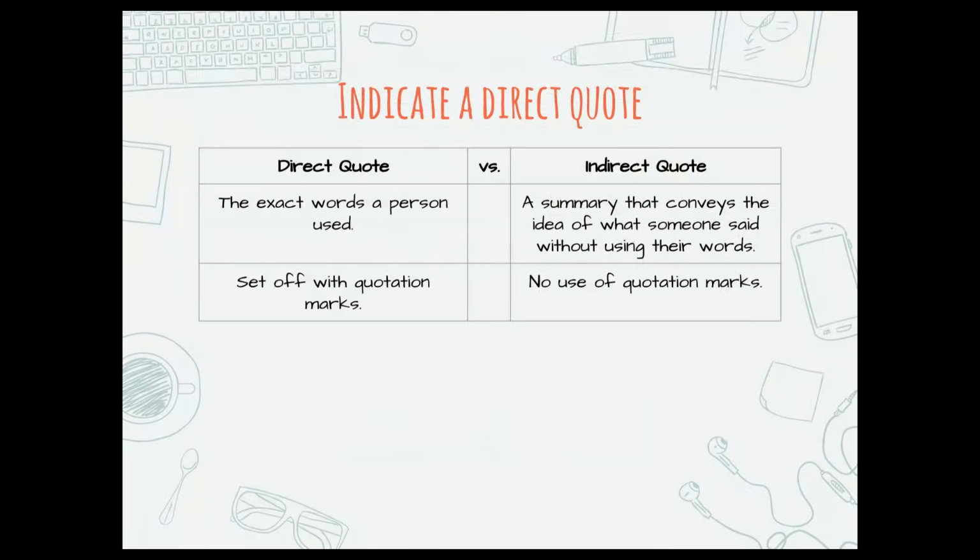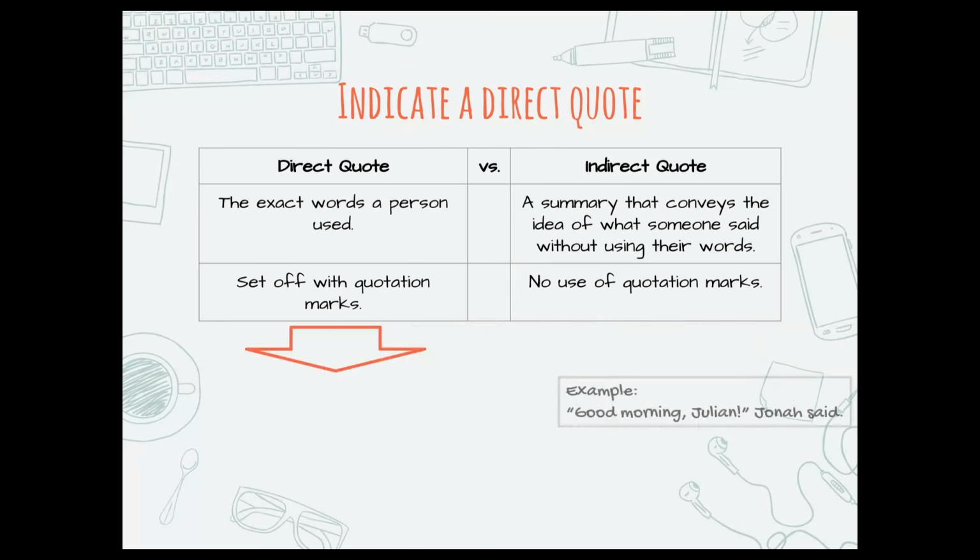So we use quotation marks to indicate a direct quote. So let's talk about what a direct quote is versus an indirect quote. A direct quote is the exact words a person used, whereas an indirect quote is a summary that conveys the idea of what someone said without using their exact words. A direct quote we set off with quotation marks, and an indirect quote we don't need to use quotation marks. So here are some examples.